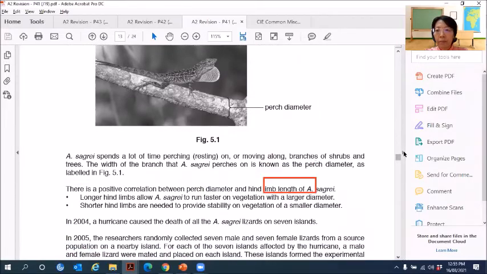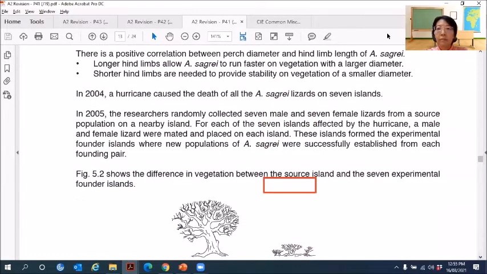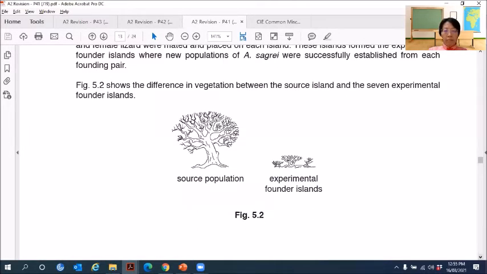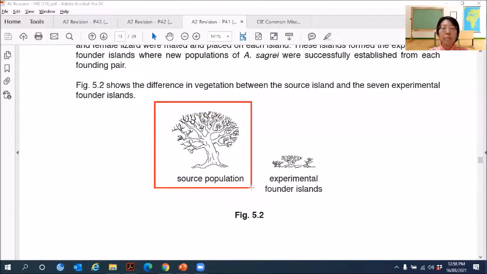So the question here, they say that a natural disaster has happened in a group of islands that killed a lot of these lizards in other islands. So what the scientists did is they went to one island, which is called the source population, and randomly caught lizards from this source population on that particular island.